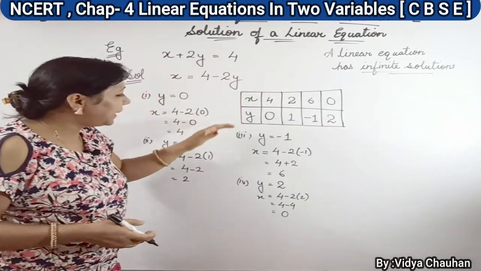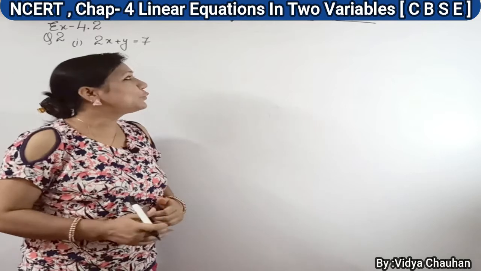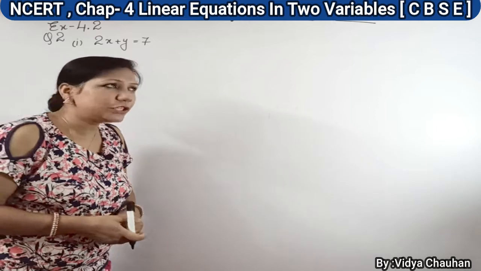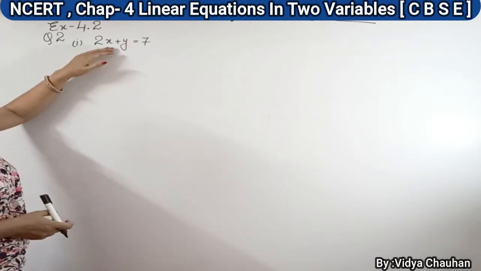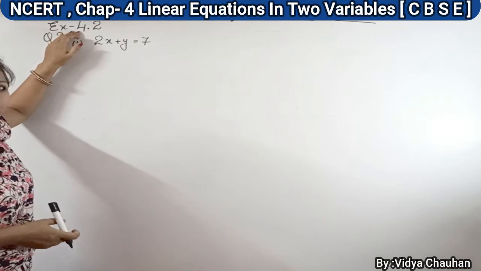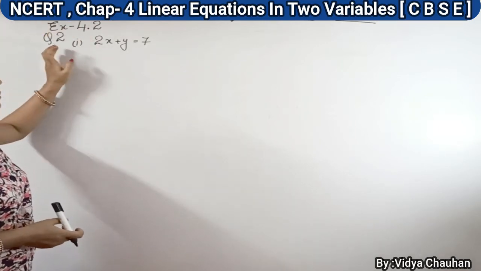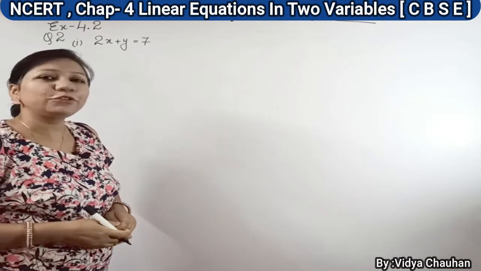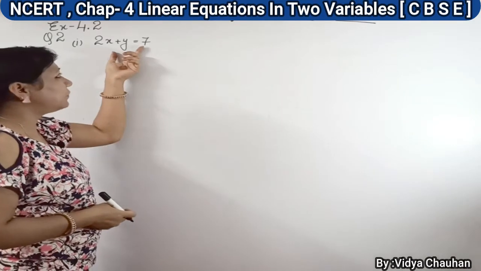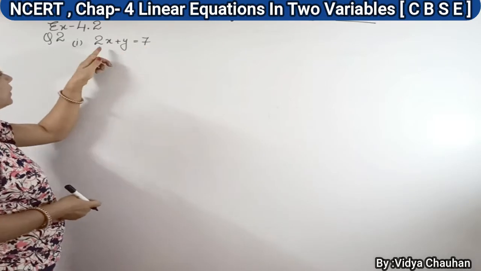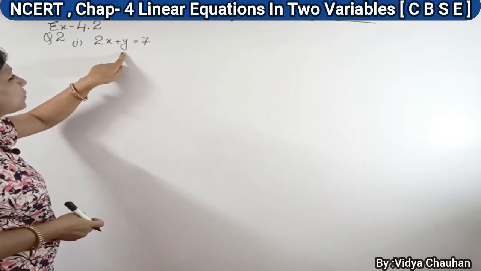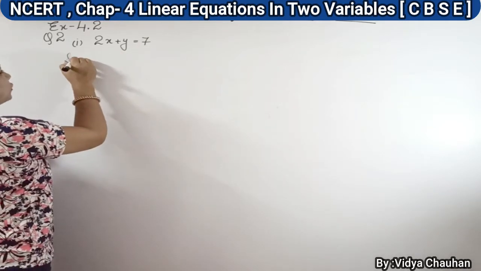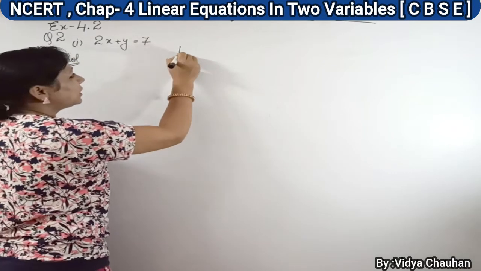So I hope this topic is clear to you. So students, in continuity with the topic of solution of the linear equation, now I will explain a question from exercise 4.2 of your NCERT, question number 2, first part. In this question it is said that you have to find the solution of the given equation. So what is our equation? The equation is 2x plus y equals 7. So let us see how to find the solution of this equation.